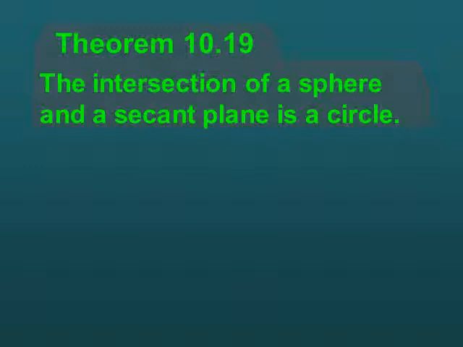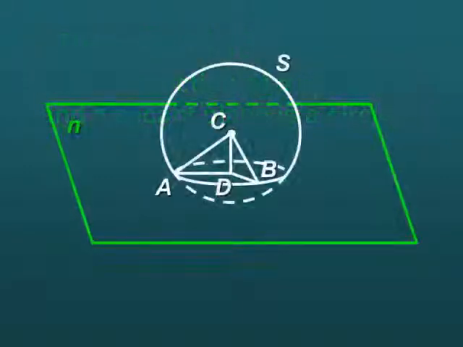The intersection of a sphere and a secant plane is called a circle, which I mentioned to you in the definition of a secant plane. But here's a picture. I can actually prove this theorem, and it is written for you on page 441 in your textbook. It has 14 steps.